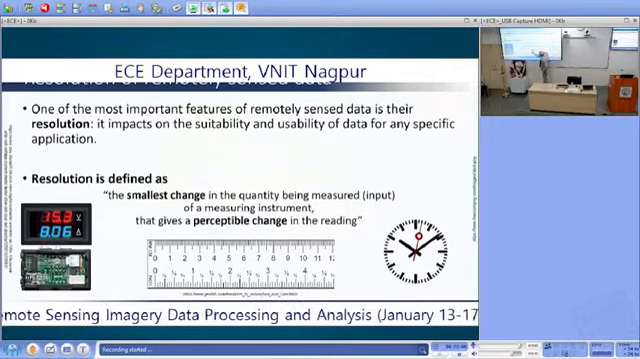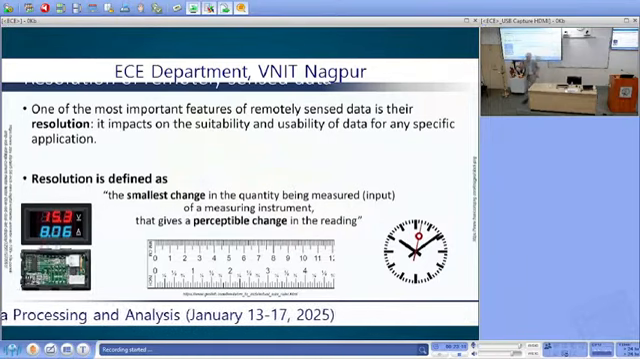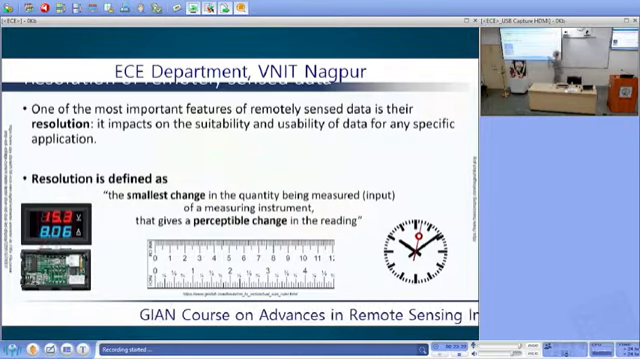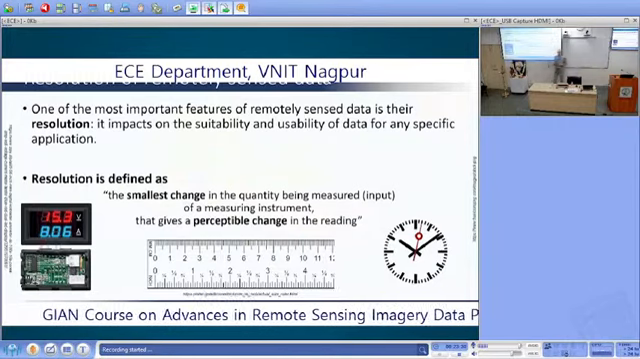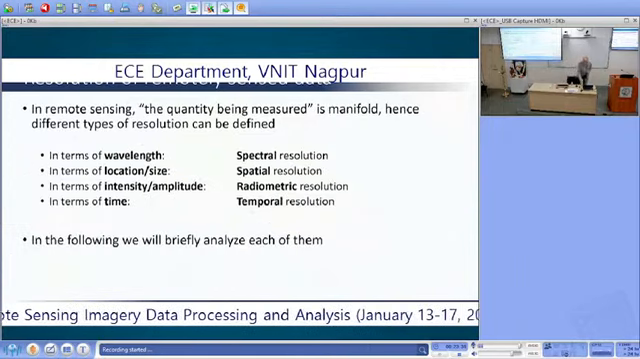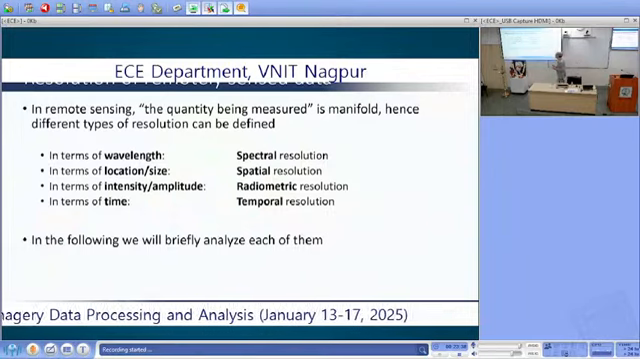Well, the smallest difference I can see is that of 1 millimeter. So the resolution of this measurement device is 1 millimeter. Something similar can be thought of for remotely sensed data, except when you are doing remote sensing, you're involving a number of variables, not just one. Let me explain a little bit better.